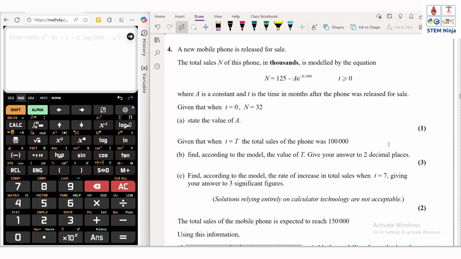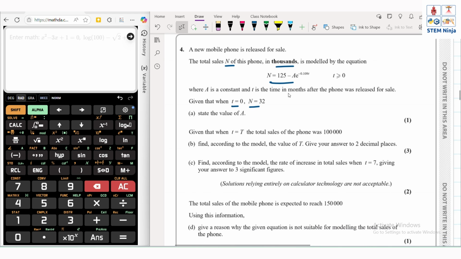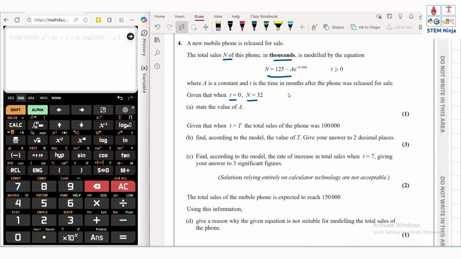A new mobile phone is released for sale. Total sales N of this phone in thousands is modeled by this, where A is a constant, and T is the time in months after the phone was released for sale. Given that when T is equal to 0, N is equal to 32, find the value of A. There's only one unknown in this case.